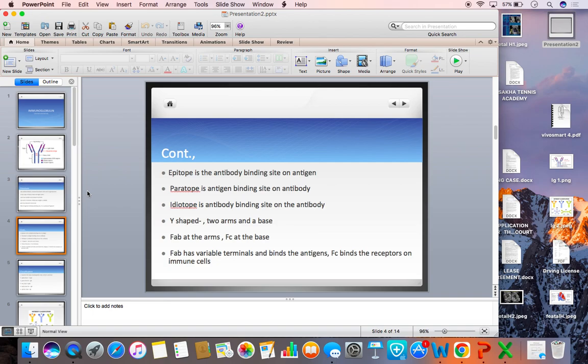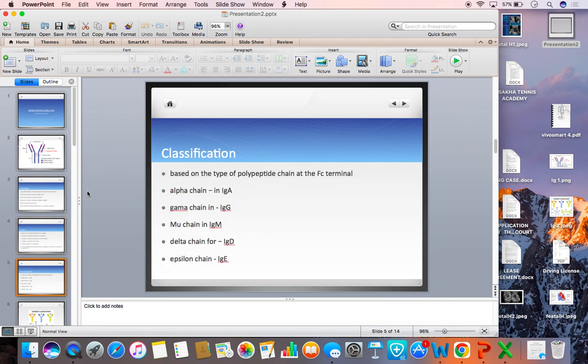So as you have seen in the picture, I told you it is Y-shaped, two arms and a base. FAB at the arms, FC at the base. So FAB, as we have seen, has got variable terminals and binds with the antigens. FC binds with the receptors of the immune cells. And so based upon the type of the polypeptide in the FC region, immunoglobulins are classified into, as I told you, alpha chain in IgA, gamma chain in IgG, mu chain in IgM, and delta chain in IgD, and epsilon chain in IgE.